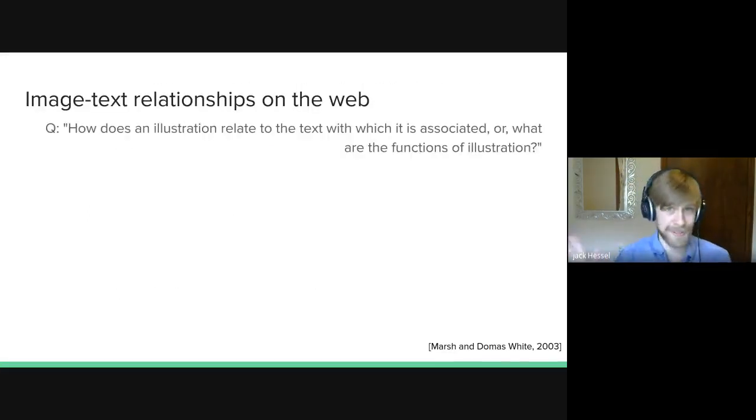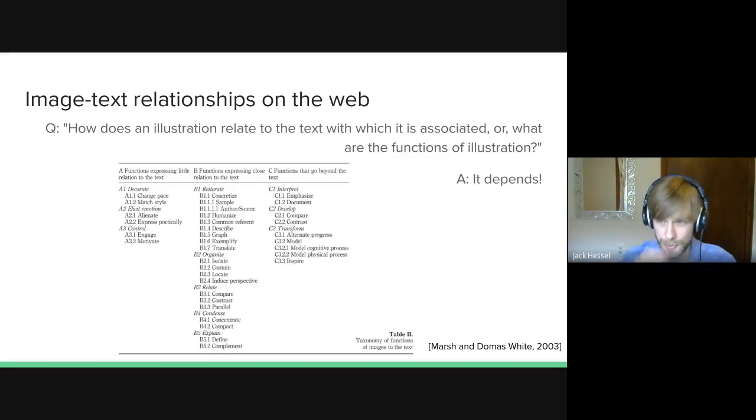So I'm not the first person to point out this observation, that web text is not literal description. Marsh and Domas White in 2003 asked, how does an illustration relate to the text with which it is associated, or what are the functions of illustration? So there's this notion that web communication is quite deliberate. There's a reason why people select particular sentences and captions, and there's a reason why people select particular images.